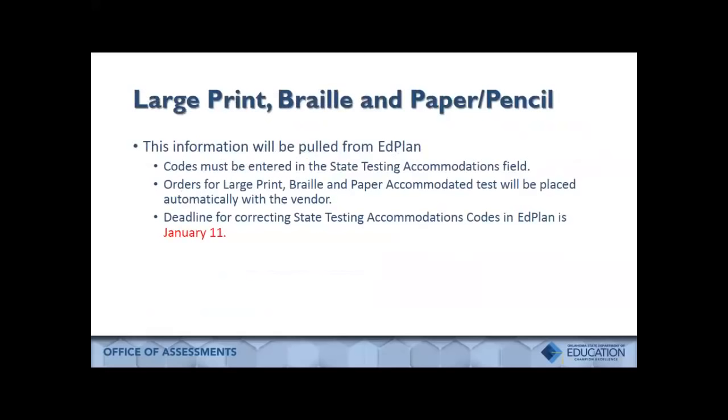Orders for large print, Braille, and paper accommodated tests will be placed automatically based on the information from EdPlan. Because there is a 2-day delay from pulling information from EdPlan and it being updated into the WAVE, our deadline for correcting the test codes in EdPlan is January 11th. Any changes made after that date, we cannot guarantee will be included in the PreCode.